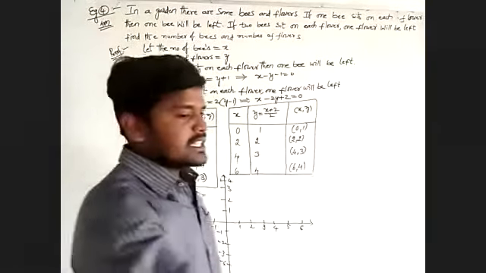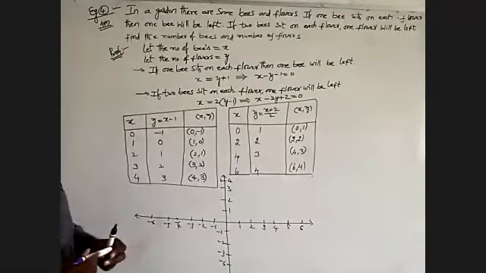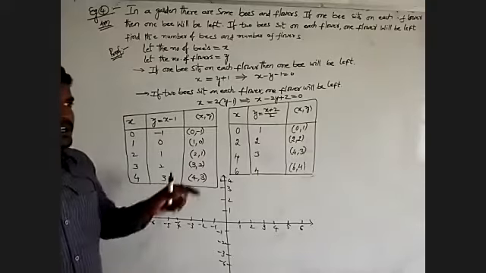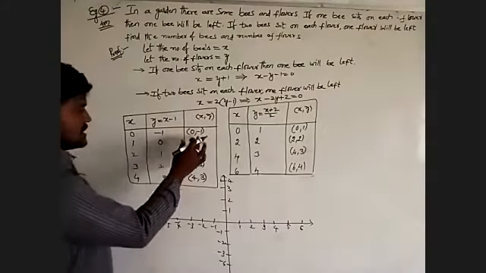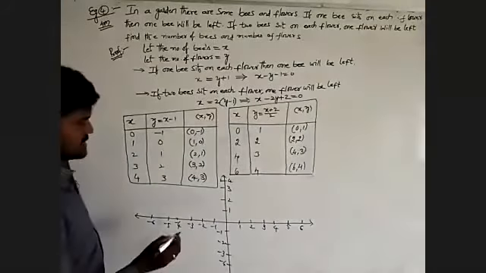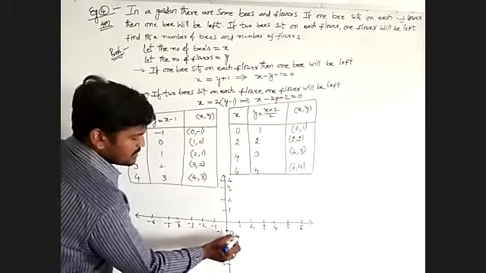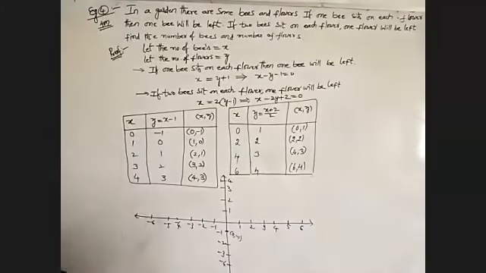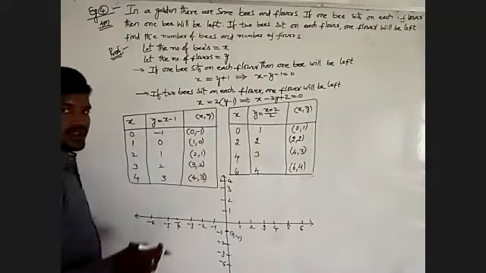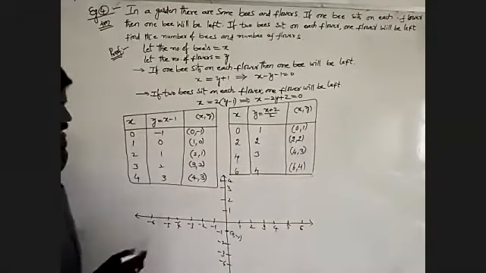Plot the points in the given graph. Here the first point is 0, -1. Here the x coordinate is 0, which means it lies on the y-axis. This is -1, which means it is on the negative y-axis. That we have to take as the value 0, -1. Next I have to take 1, 0. Here the y coordinate is 0, which means it lies on the x-axis.